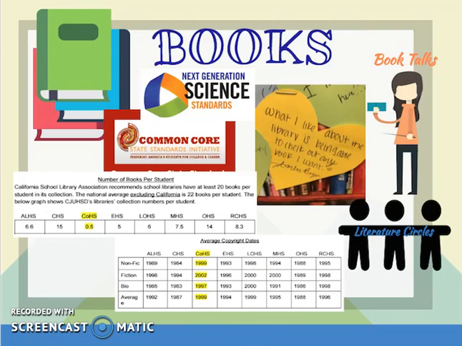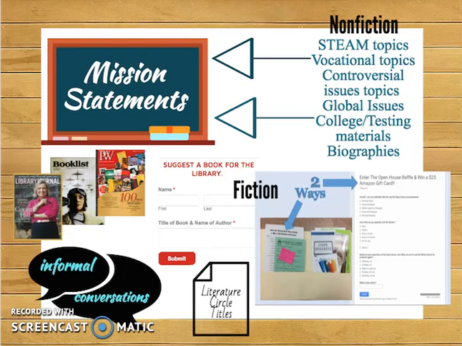I'm also going to talk about how we're going to choose the books as a library staff that we want to purchase. In the nonfiction category, there are several areas we want to make sure we purchase books for: STEAM topics, vocational topics, controversial issues, global issues, college and testing materials, and biographies. Two of those directly relate to our district and school library mission statements of making our kids college and career ready by the time they leave us.